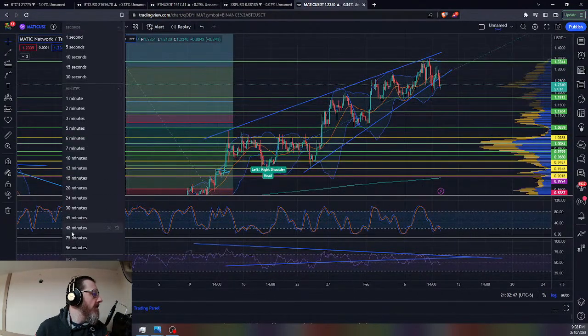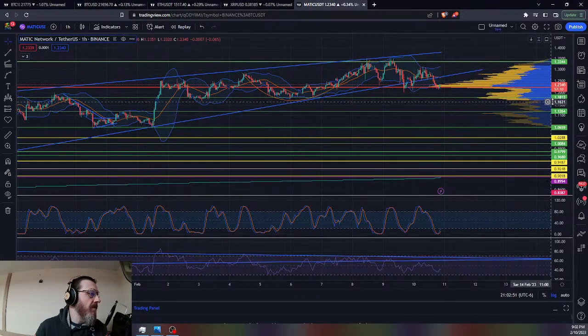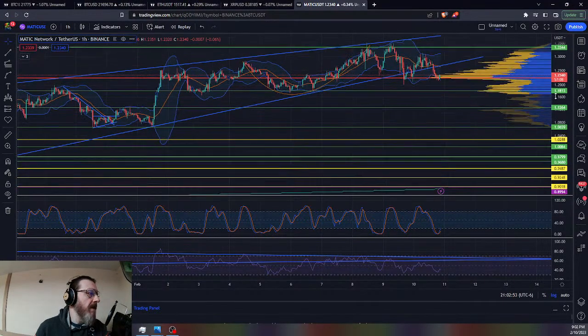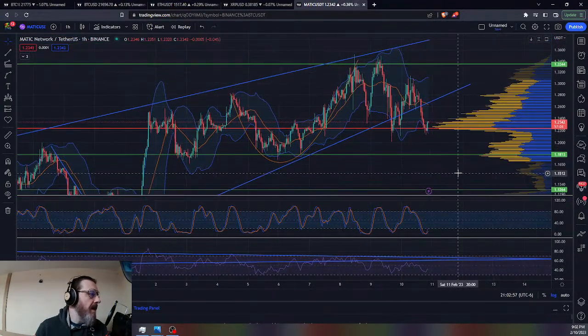So I'm gonna move into the 1-hour time frame, because that's where we've been confirming divergence so far on Bitcoin and Ethereum.